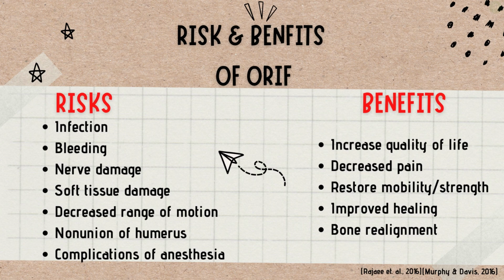So here we have the risks and the benefits of undergoing an ORIF. As one may know, anytime you undergo a surgical procedure, there are risks associated with it. And in this case of an ORIF, a person has risk of experiencing infection, bleeding, nerve damage, soft tissue damage, obviously decreased range of motion, a delayed healing of the humerus, and even complications of anesthesia could be a risk.